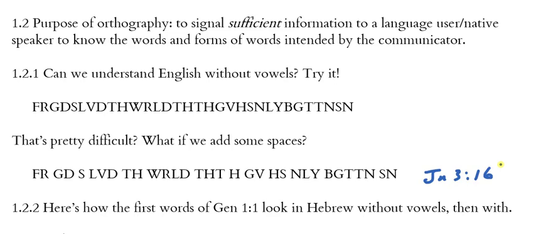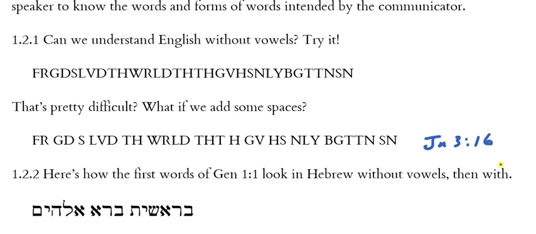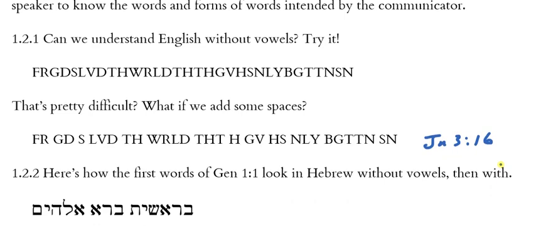Well, in Hebrew, for a long time, their writing system was represented only by consonants. No vowels were actually marked. Here's how the first words of Genesis 1:1 look in Hebrew without the vowel points. This would be written Bereshith, Bara, Elohim, or it would be pronounced that way.